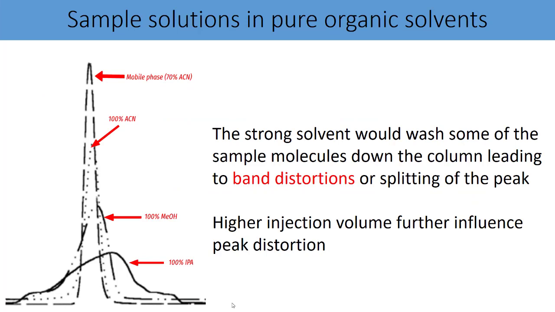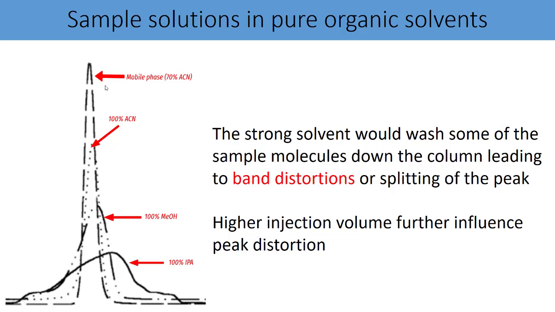Now assume that you are running a chromatography with a mobile phase of 70% ACN, and you are keeping the other parameters equal and the same. In the first experiment, you used your mobile phase, that is 70% ACN, as the sample diluent, and out of that you have got a very beautiful Gaussian peak.